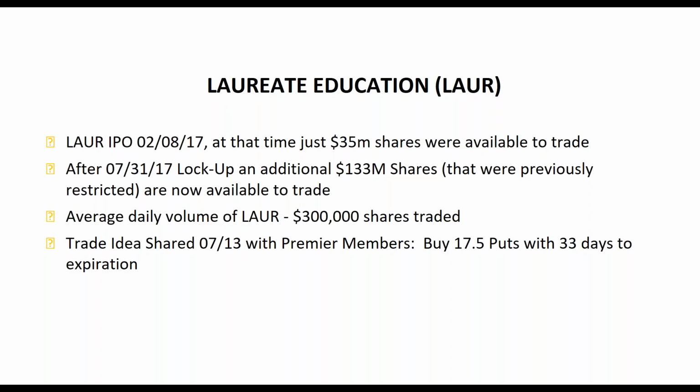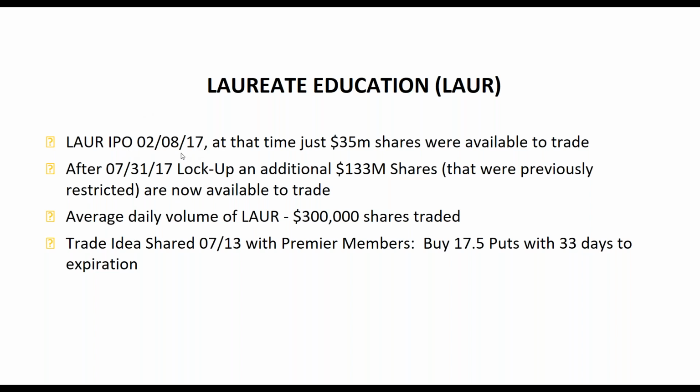Laureate Education, LAUR. LAUR had their IPO February 8th, 2017. Okay? At that time, 35 million shares were available to trade. When there are IPOs, what usually happens is they're going to release 35 million shares, but then they're going to have restricted stock. And they have restricted stock because they want to put a floor under the IPO price. They don't want that price falling below the IPO price.